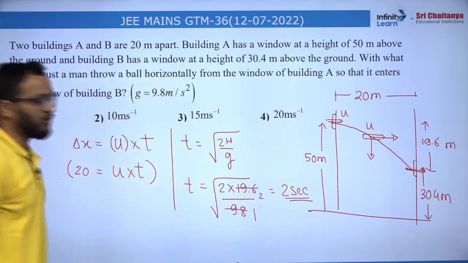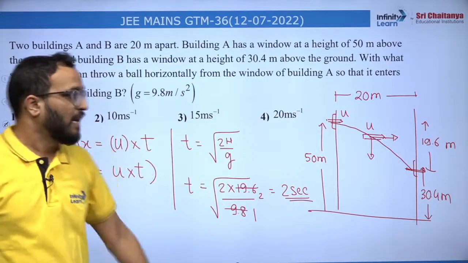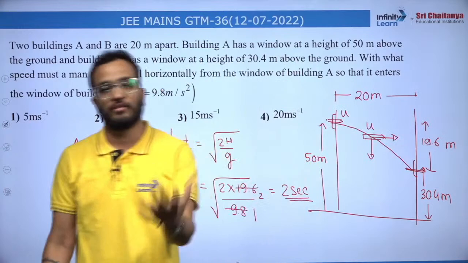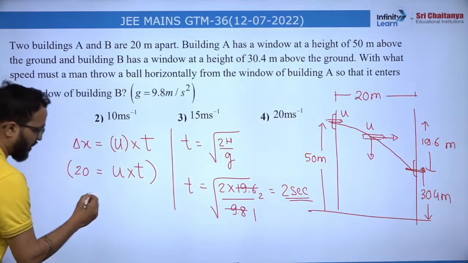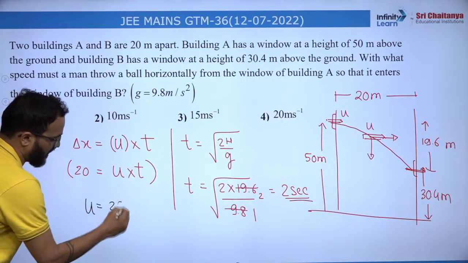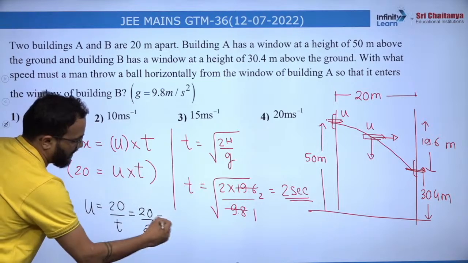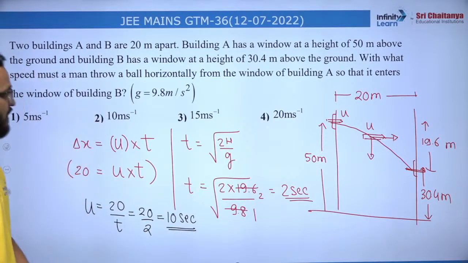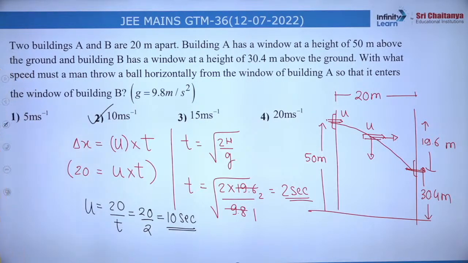So it takes 2 seconds for this bullet to drop down by a height of 19.6 meters, and in these 2 seconds only, this bullet has to cover a distance of 20 meters horizontally. So in this equation, you can say u will be 20 upon t, t being 2 seconds. So 20 upon 2, the answer will be 10 meters per second. I hope it is perfectly clear and understood. So which option is correct? Second option is correct, right? Let's move on to the next part.